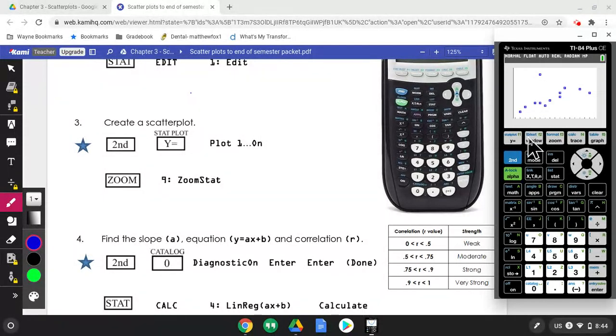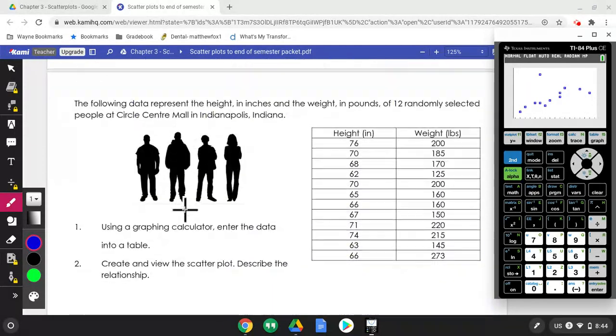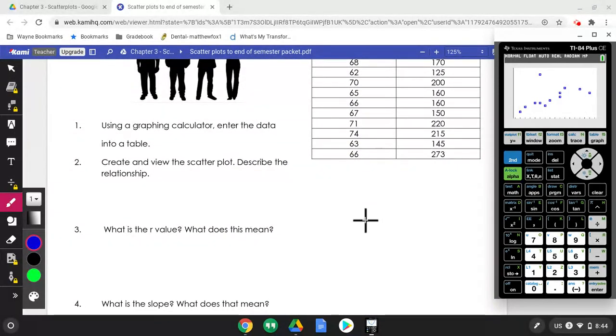So I hit the 9 button, and now we have this one outlier up here, but zoom stat allows it to kind of show all the dots. So yes, there is one outlier, but for the most part it is linear and it moves in the positive direction. Okay, so number 2 here. It is going to be linear and positive.